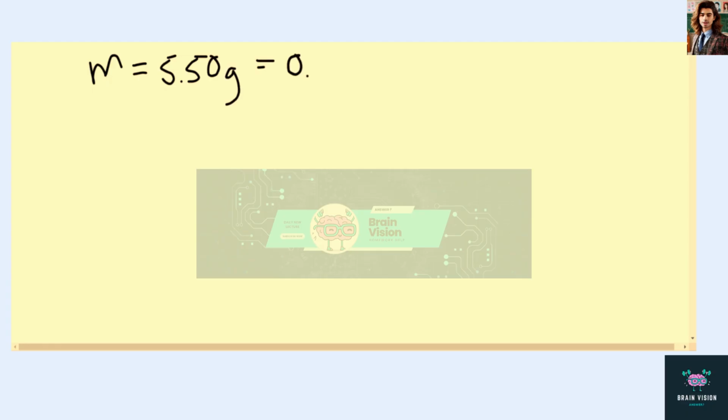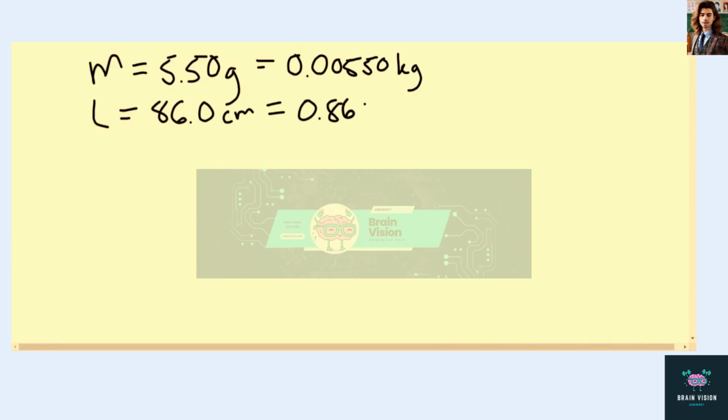So the mass of this string is equal to 5.50 grams, which of course is 0.00550 kilograms. The length of the string is 86.0 centimeters, which is 0.860 meters. And we're also told that we can assume that there's a constant tension in this string of 1.30 newtons.